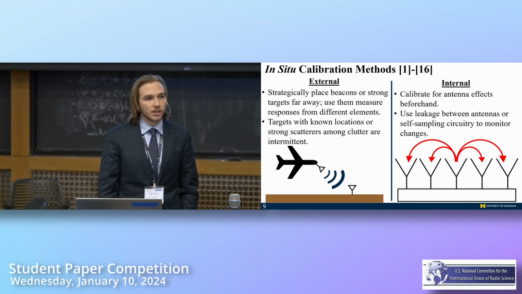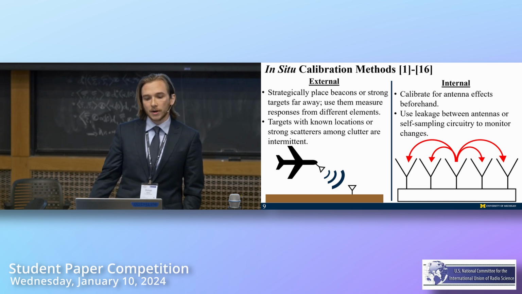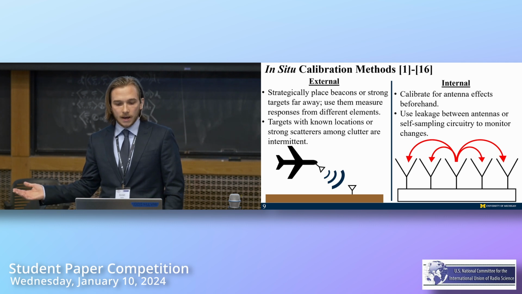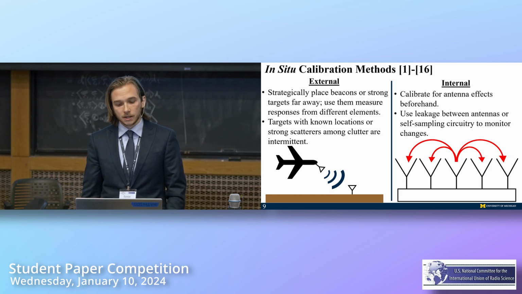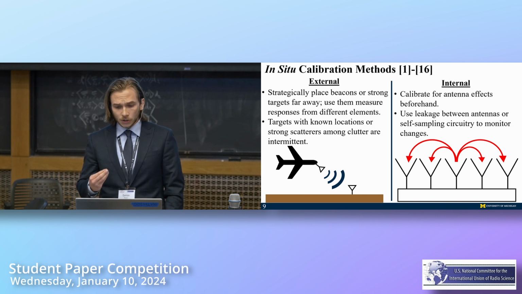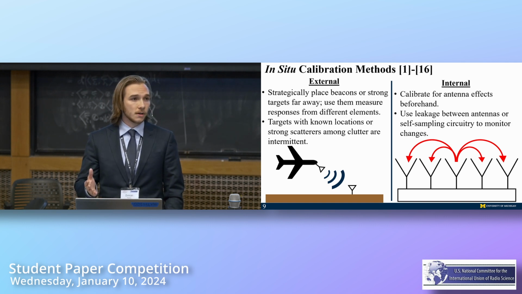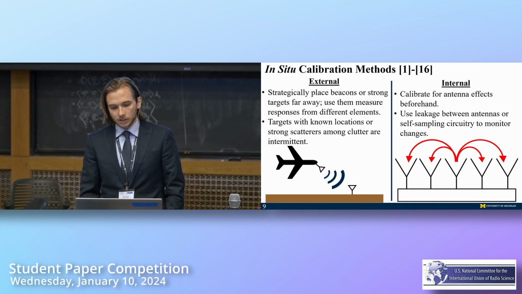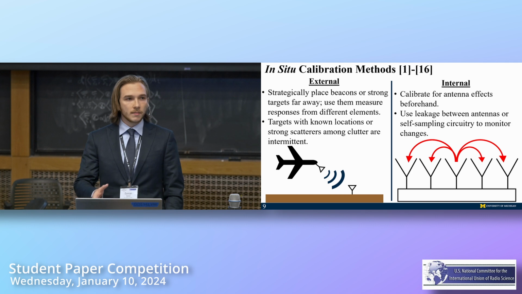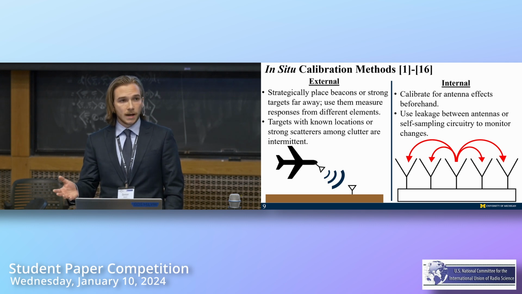Now, internal calibration methods calibrate for antenna effects beforehand, and then use something like mutual coupling between antennas or self-sampling circuitry to determine changes in the transmit and receive module errors. So these are also very convenient. However, they're usually limited by some geometrical constraints, and additionally, they can only calibrate for the TR module errors.